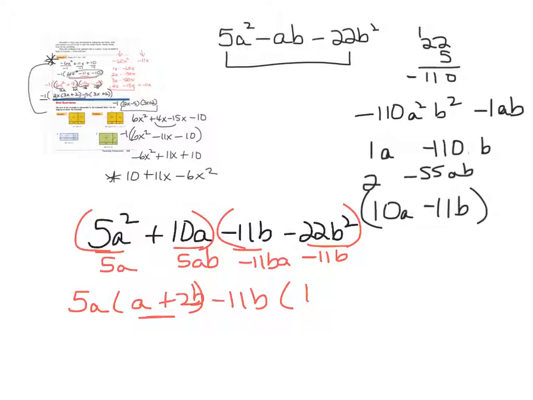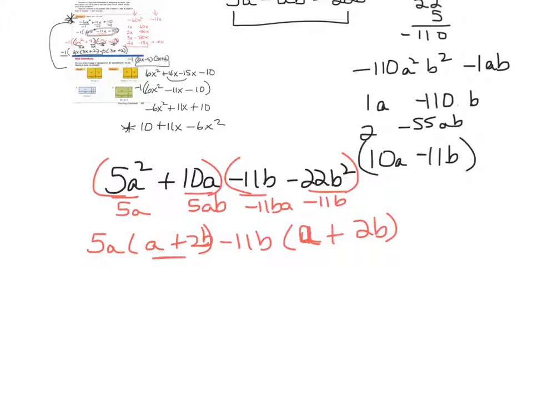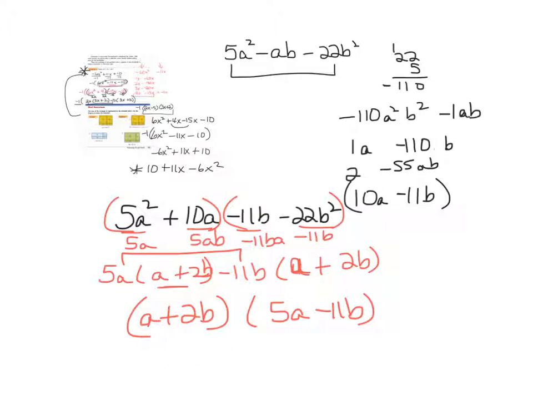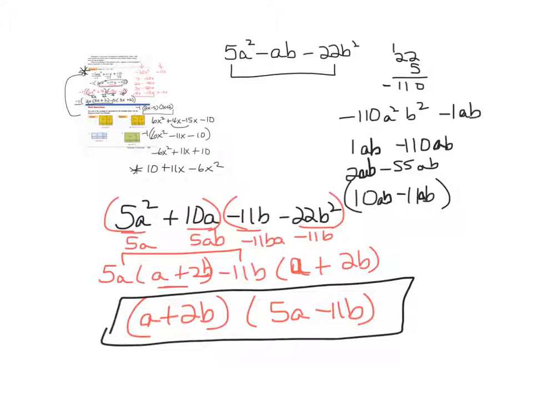And then here, this is going to be left with an a. And here gets a 2b. And again, my GCF here is my a plus 2b. And then these two get grouped together. So this has a b. This has an a. So this would be the factored form of that when there's two letters at the beginning and the end.